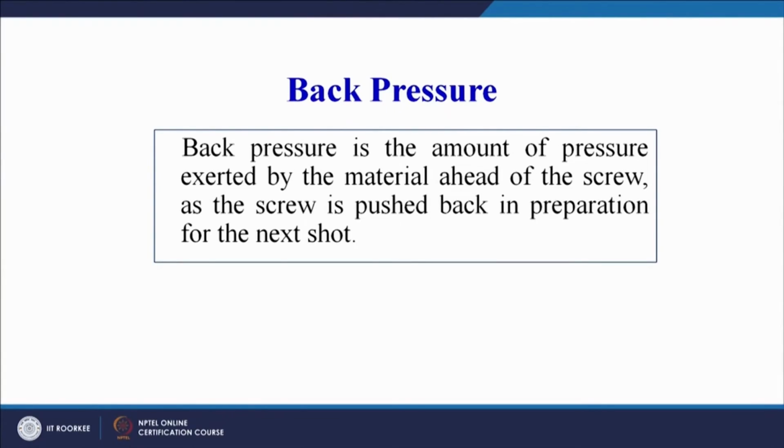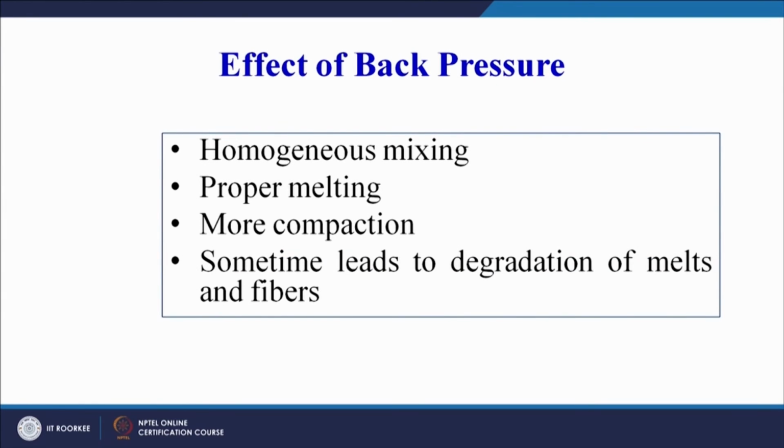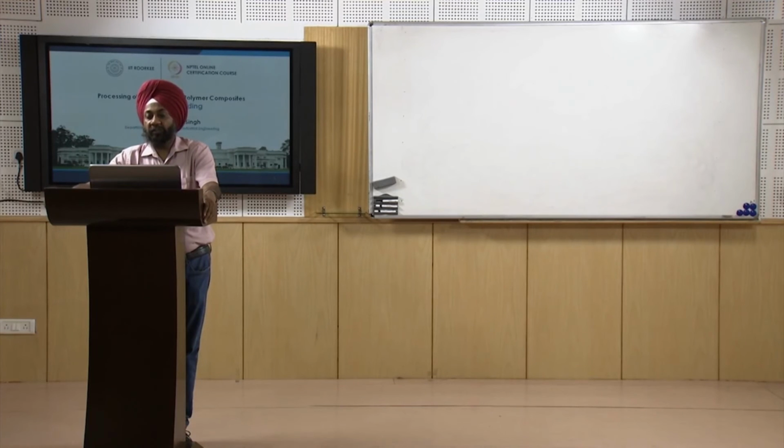Back pressure is the amount of pressure exerted by the material ahead of the screw as the screw is pushed back in preparation for the next shot or the next cycle. Then what is the effect of back pressure? It will lead to homogeneous mixing, proper melting of the raw material, that is the polymer, more compaction, and sometimes may lead to degradation of the melt and the fiber. So we have to optimally select the back pressure so that no degradation of the fiber takes place.